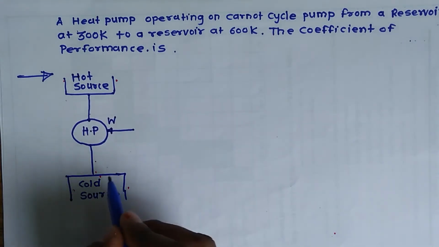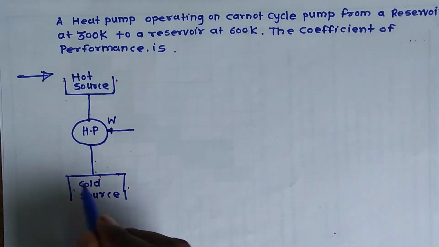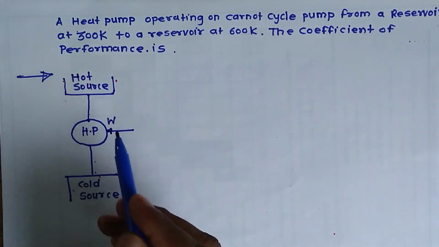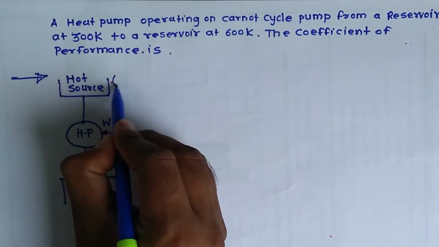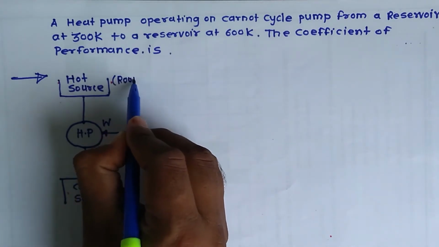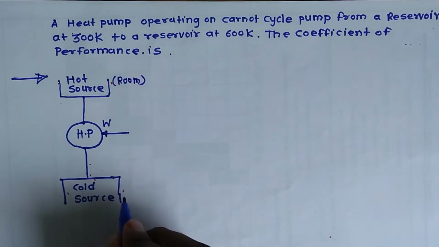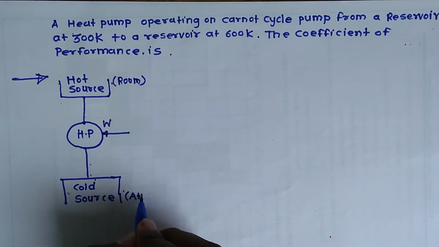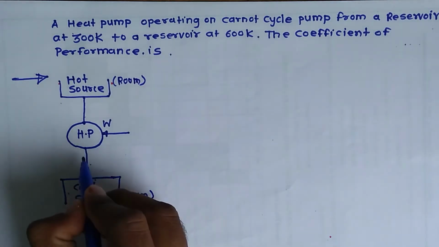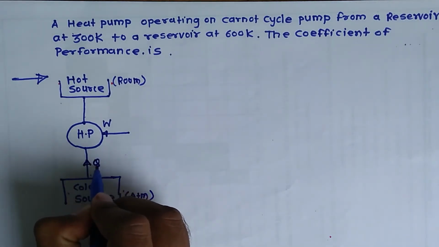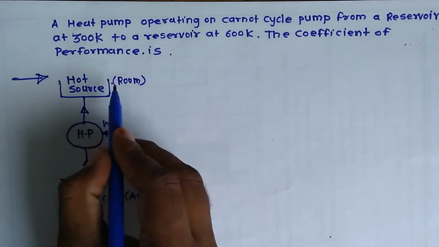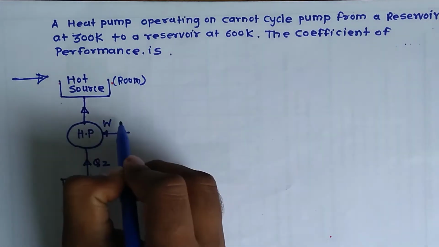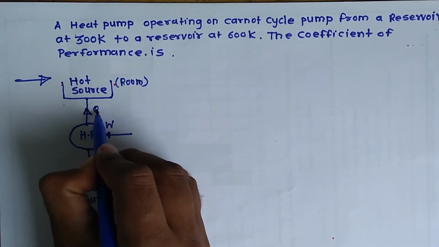So here we have to remove heat from the cold source and supply it to the hot source. That heat pump is used in winter season, so here we have to heat the room. So this hot source is what? Room. And we have to absorb the heat from where? Atmosphere. So we absorb Q2 amount of heat, and that Q2 amount of heat we supply to that room with the help of that electrical energy.